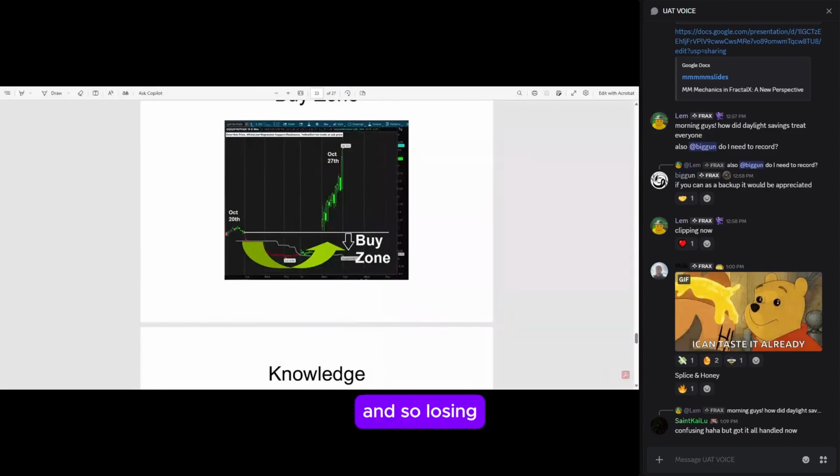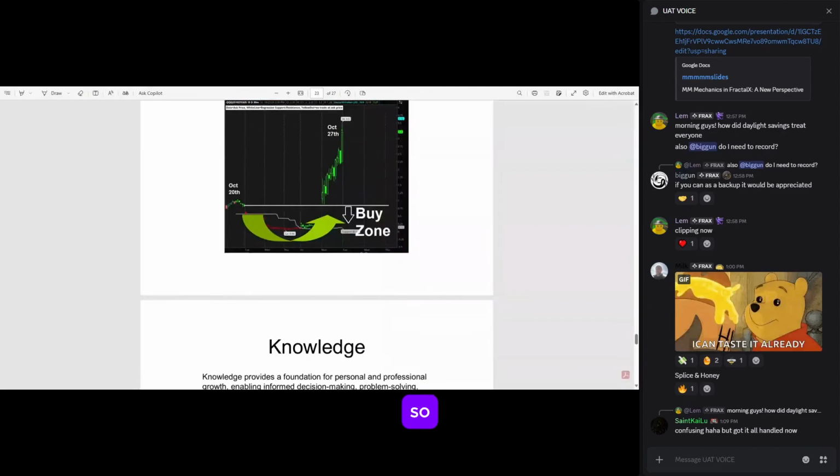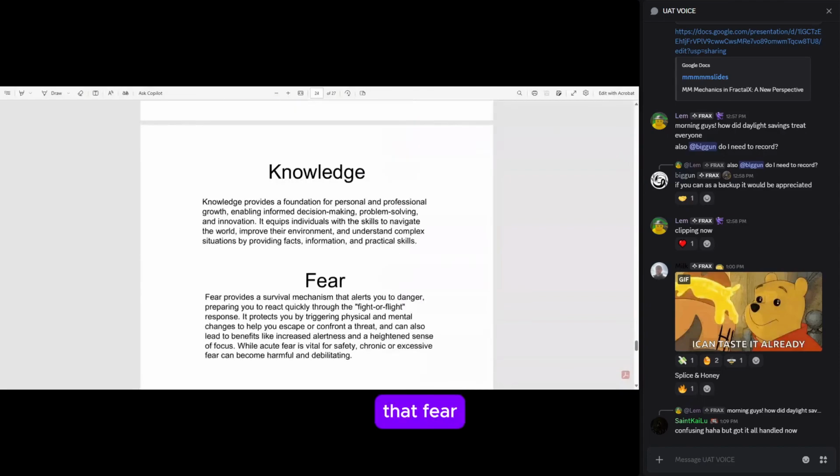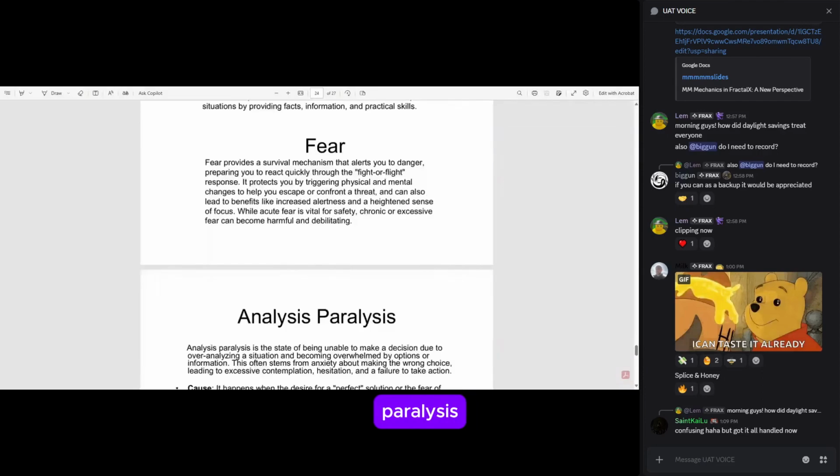So losing that fear, because this trade's about going from Monday to Monday. And yeah, sure, you can go in at like 10 cents and try to take it out at 20 cents, but the big reward comes on Monday. So managing that fear, and not having the analysis paralysis.